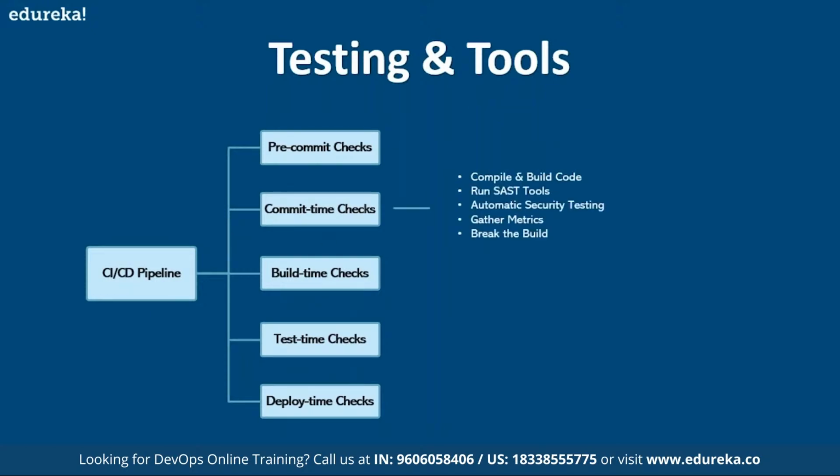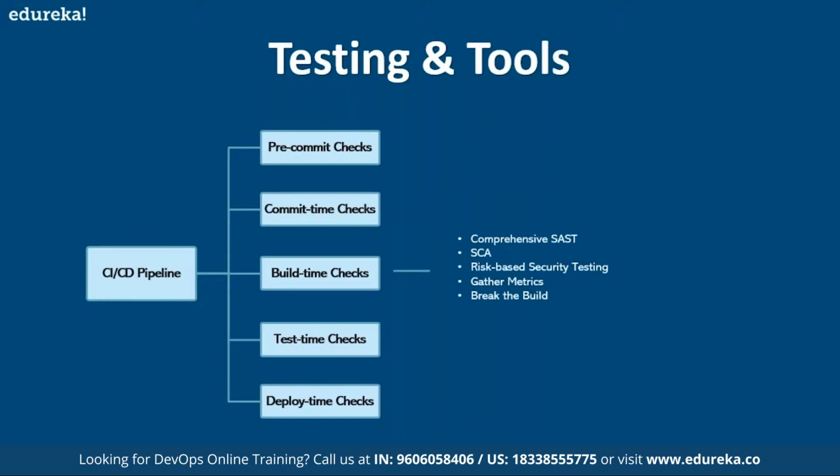Next is commit time checks. During commit time checks, whenever we are committing any code, they will compile and build the code, run SAST rules and tools, automatic security training, gather metrics, and break the build. Build time checks. At the build time checks, we'll have a look at comprehensive SAST, SCA, and risk-based security testing will be done. We will gather all the metrics and we'll be breaking the build.